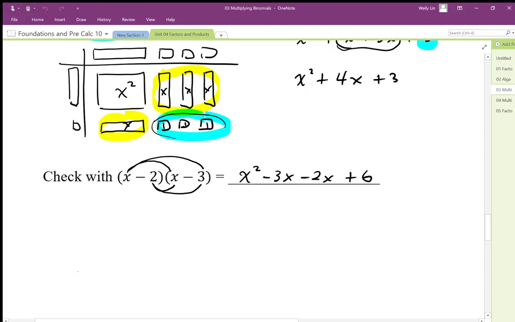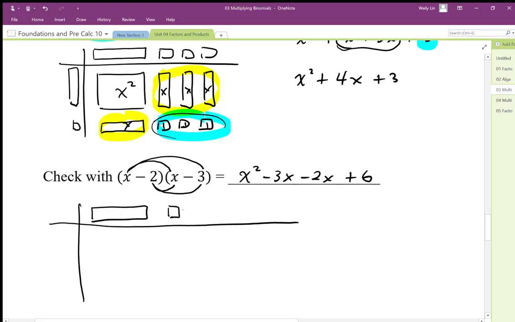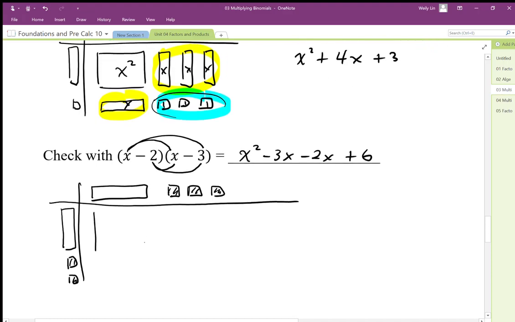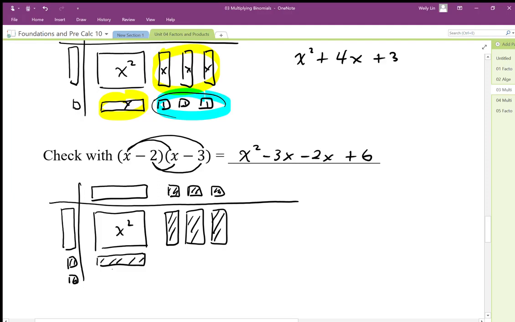So what does that look like in our area picture? Again, it's really important to have a visual for this. These are going to be our negatives, so I'm going to shade those differently. Positive times positive gives us our positive x squared. So there's our positive x squared. Negative times positive gives us negative x. We have 3 of them here, that's where the 3 shows up. And then this x times these negative 2 are going to give us 2 negative x's along here.